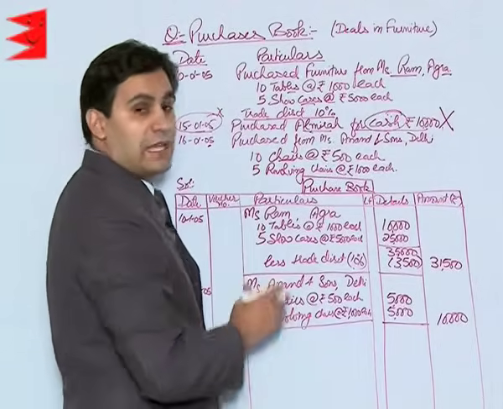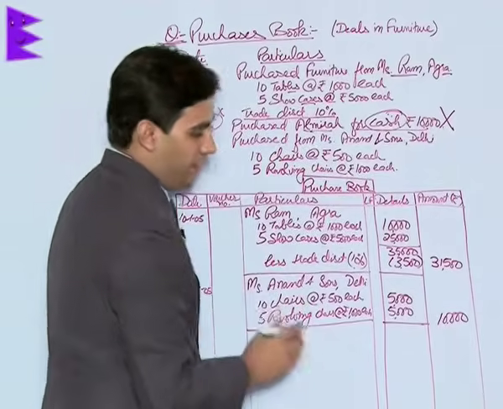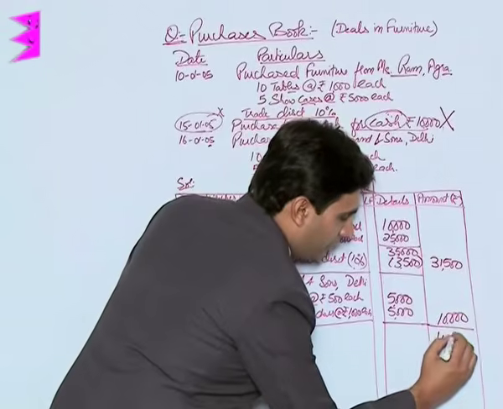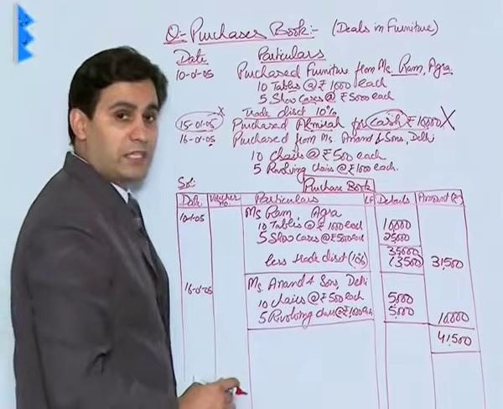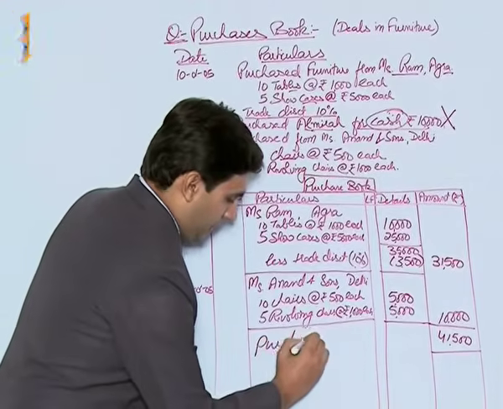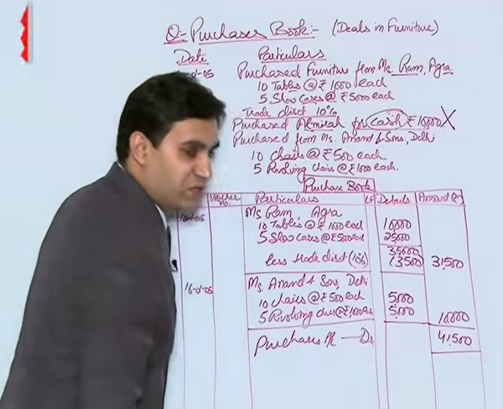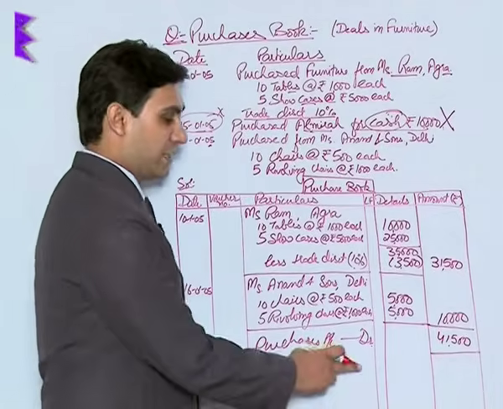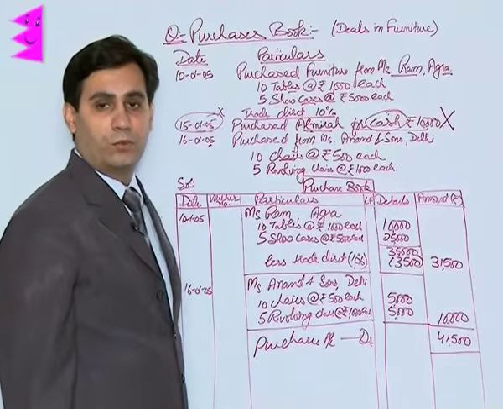Now, at last, when all the entries have been recorded in the purchase book, then total out the amounts column. In this case, it comes to 41,500, and this would be transferred to purchases account. So we will write purchases account debited. Since whenever we purchase, the entry is purchases to creditor. So in this case, purchase account debit. It would be posted to the debit side of purchases account.